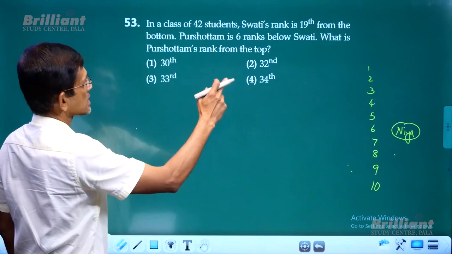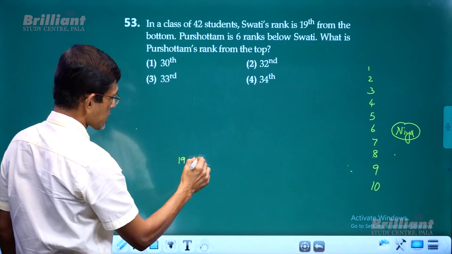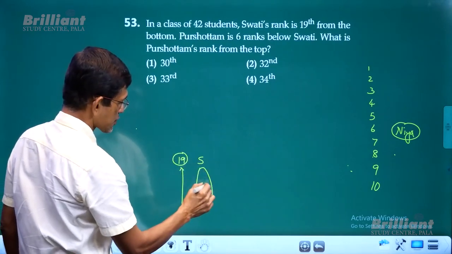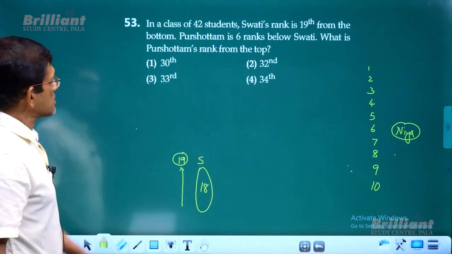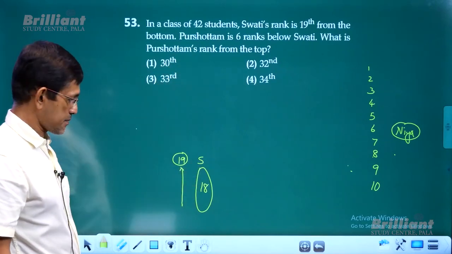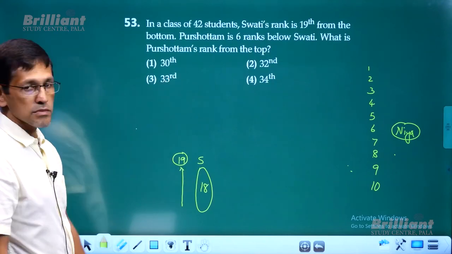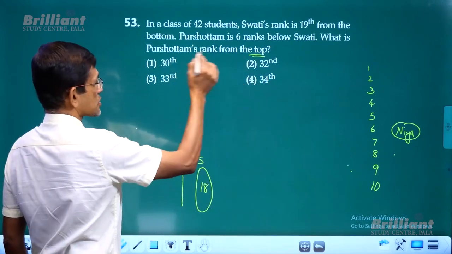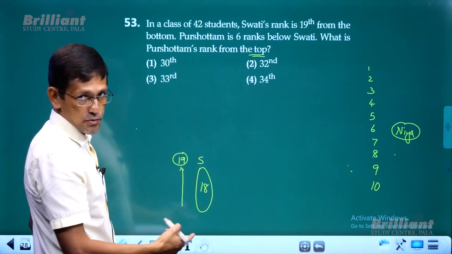42 students, Swati's rank is 19th from the bottom. So that means there are 18 students below Swati. Swati is 19th. And Purushottam is 6 ranks below Swati. So then what is the rank of Purushottam? First of all, we need to find Purushottam's rank from the top. First of all, find the rank of Swati from the top.